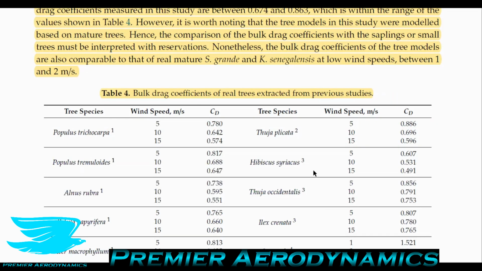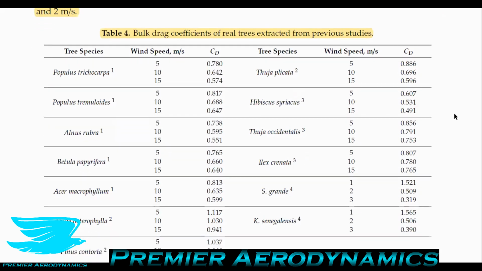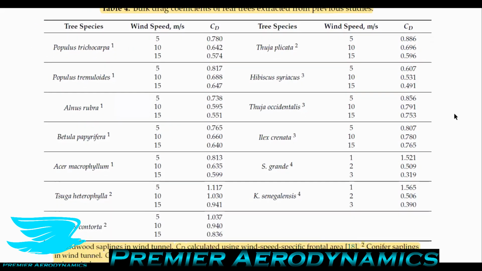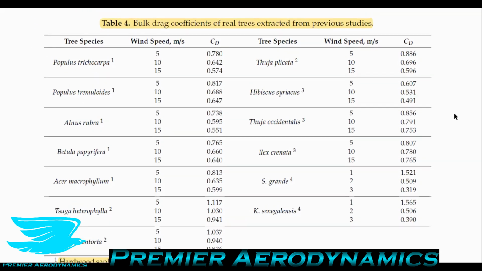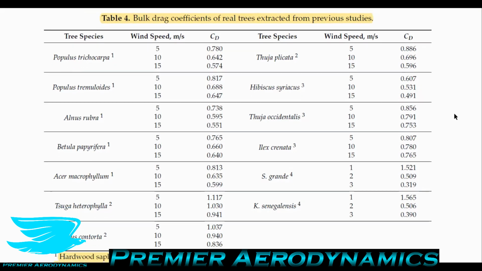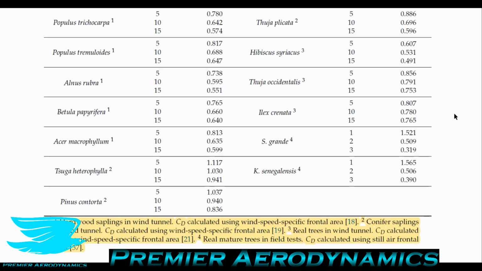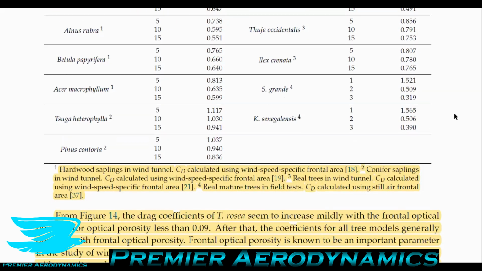So these values that they have in table 4, which are from previous studies, are for saplings and young trees. So they have hardwood saplings and conifer saplings. They get very similar drag coefficients, but I imagine that it would be a little bit different once they start growing, because small trees typically are less leafy. They're usually more woody, and they have a lot more branches. I know that's my observation of trees. I haven't done too much research into trees, but that's what I think.